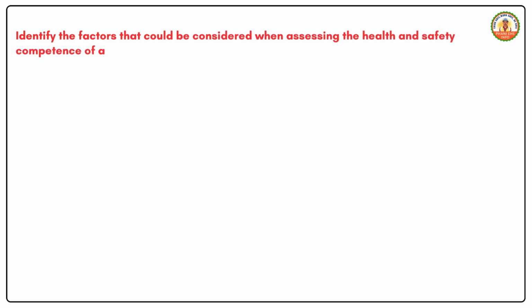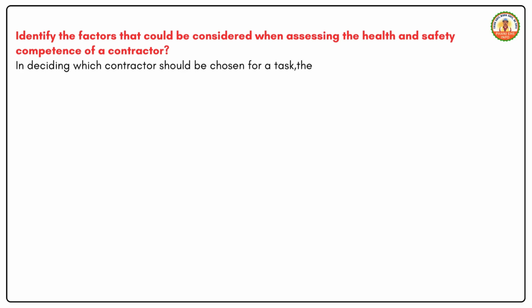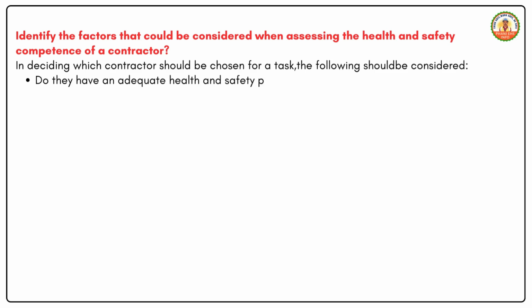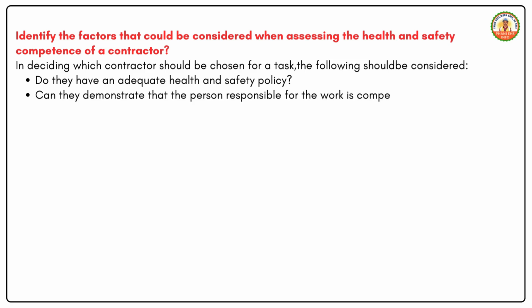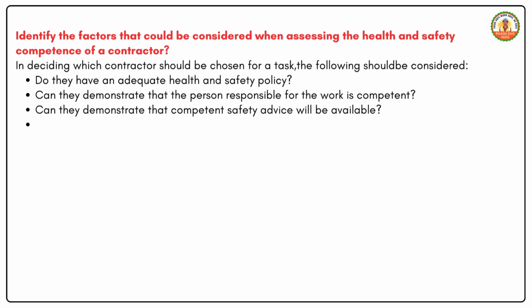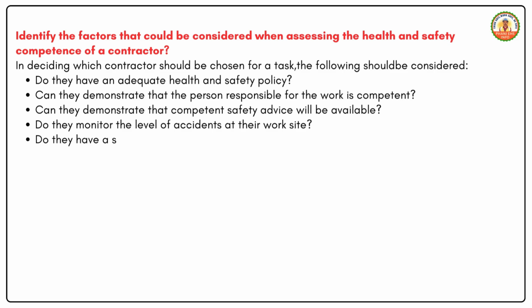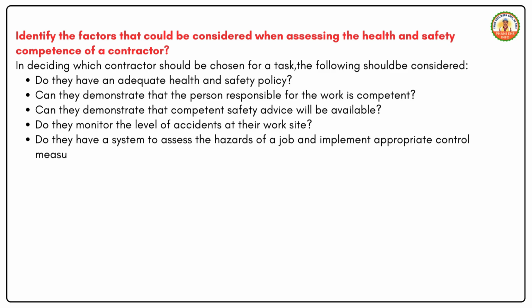Identify the factors that could be considered when assessing the health and safety competence of a contractor. In deciding which contractor should be chosen for a task, the following should be considered. Do they have an adequate health and safety policy? Can they demonstrate that the person responsible for the work is competent? Can they demonstrate that competent safety advice will be available? Do they monitor the level of accidents at their work site? Do they have a system to assess the hazards of a job and implement appropriate control measures?